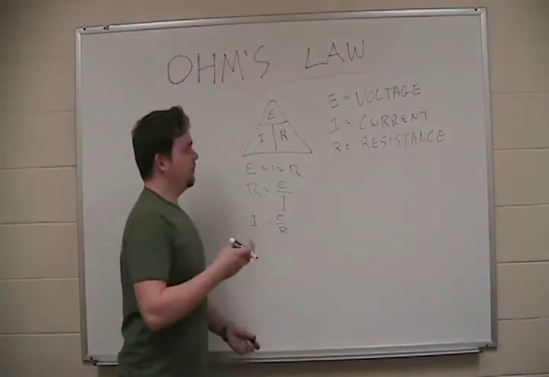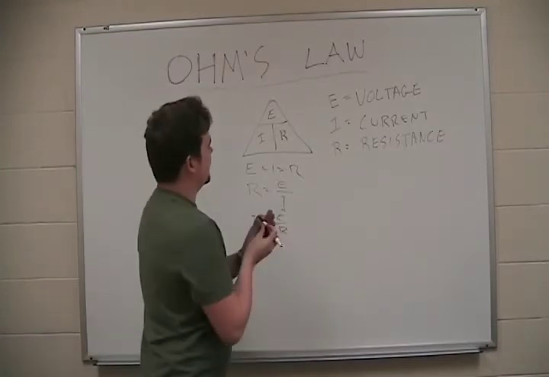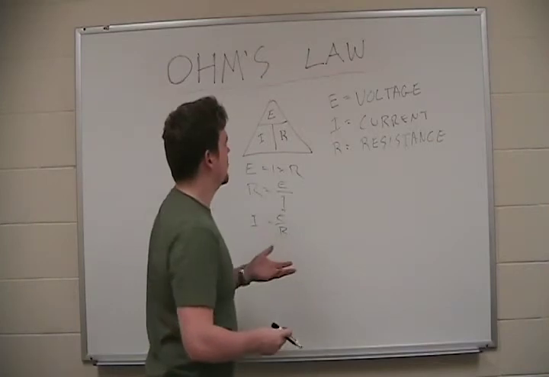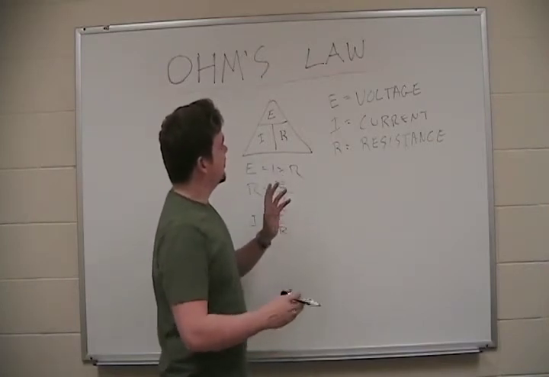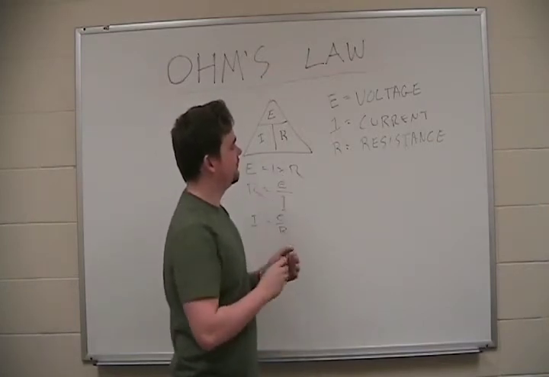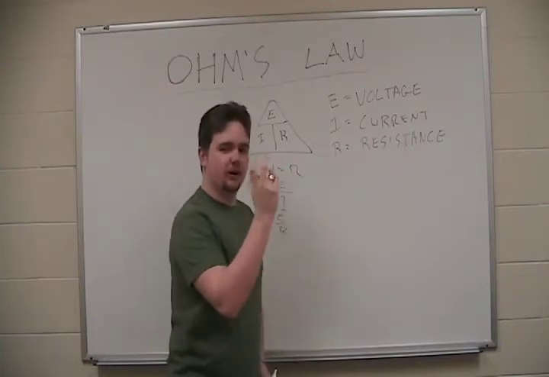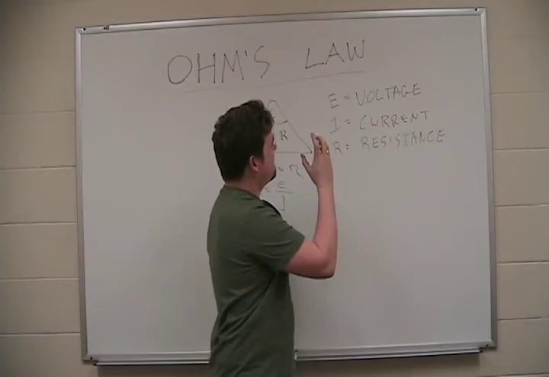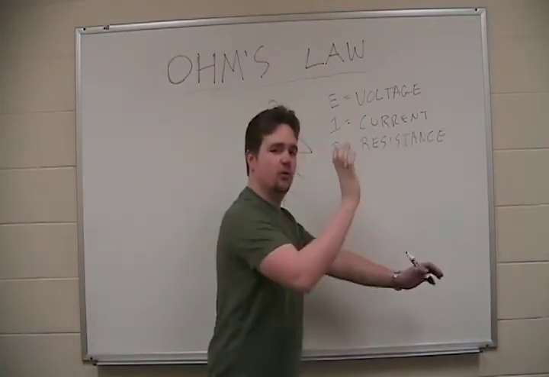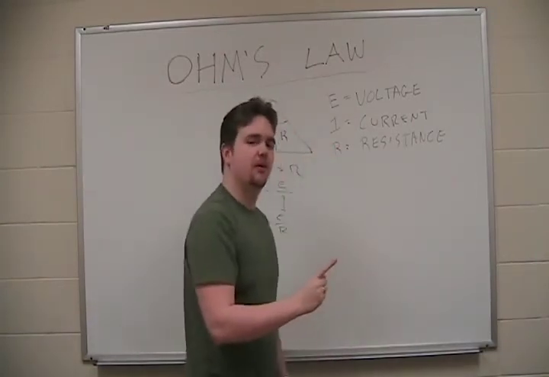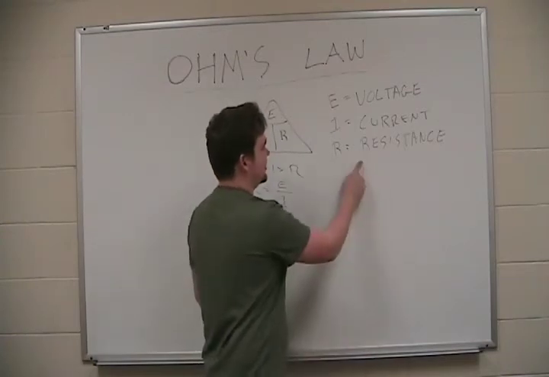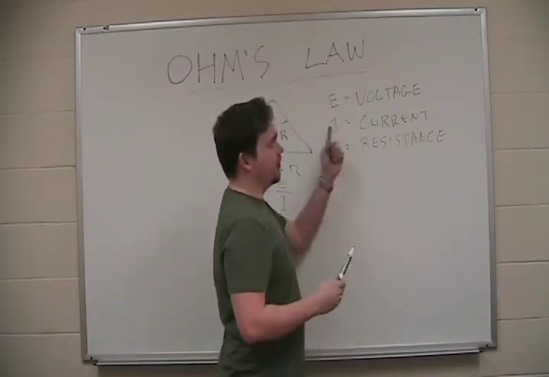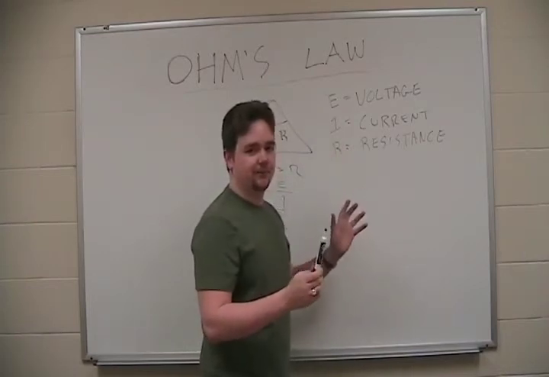So, let's look at the three of these things. They all work together. Think of current as a hard ball. Think of voltage as how hard you throw the ball, the force behind that hard ball. And resistance is the factor controlling the amount of hard balls that are being thrown.